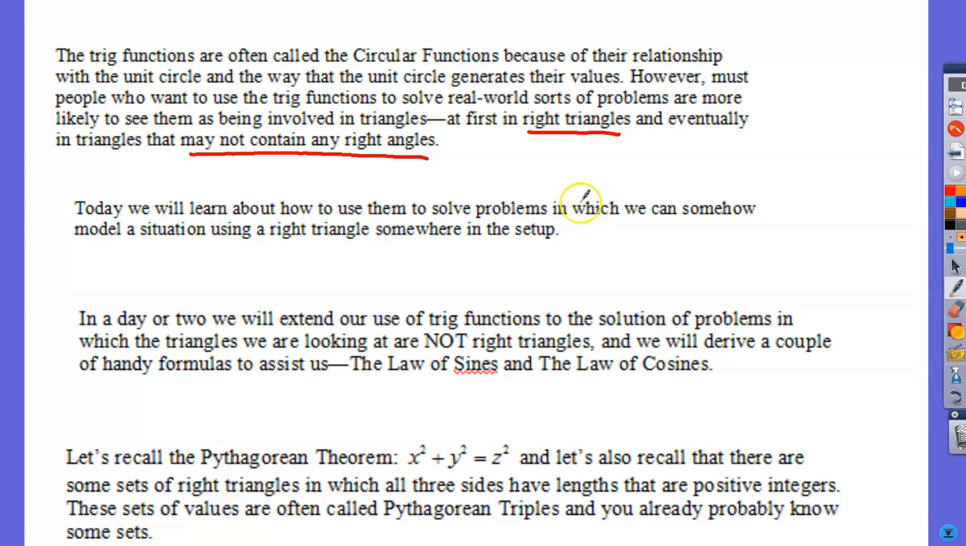Today, we're going to learn how to solve these problems, how we can set up situations using a right triangle somewhere in the setup. Probably in the next video, we'll extend this to ones that are not right triangles, and we're going to look at a couple of formulas, law of sines and law of cosines. So that'll be coming up in the next video.